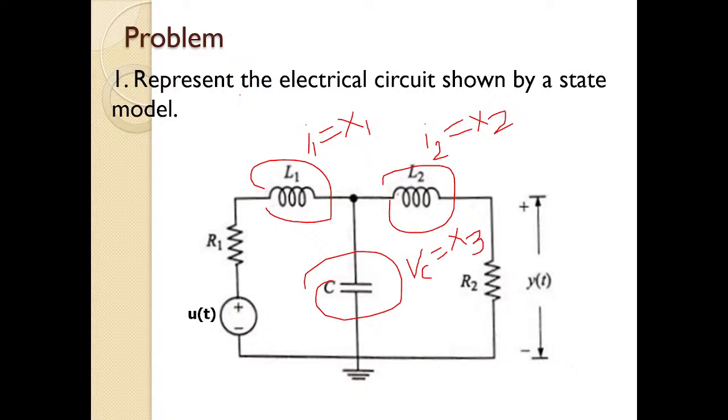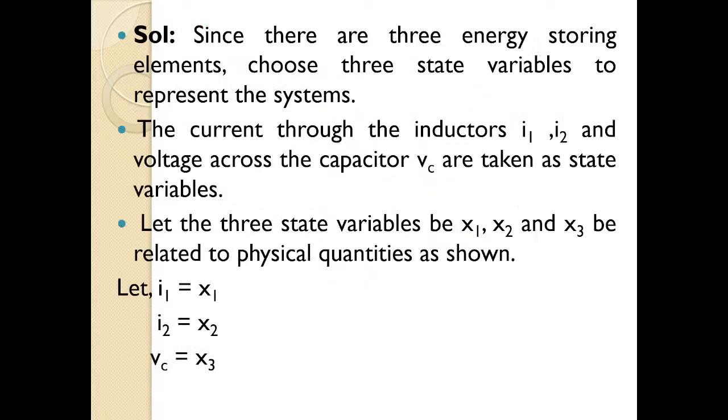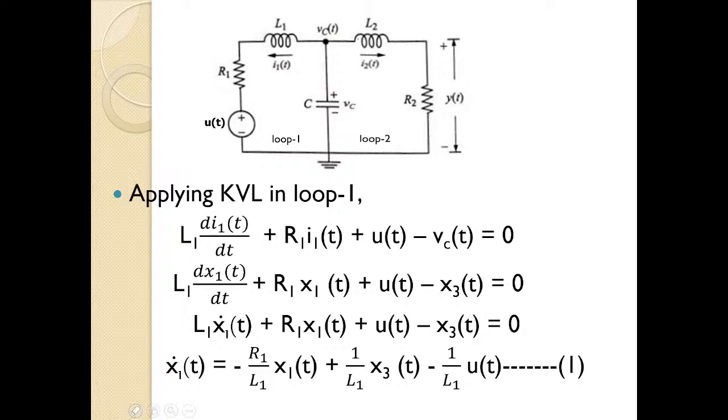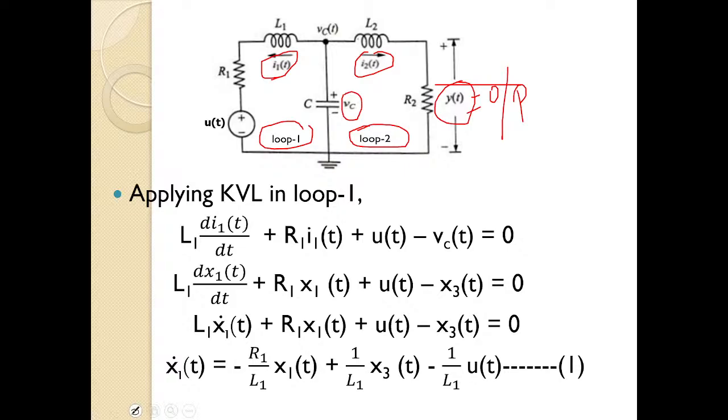So we can represent it in the circuit diagram. This is our circuit, with I1 of t, I2 of t and Vc. Now there are two loops in the given circuit. I have assumed loop 1 and loop 2, and in the question itself they have mentioned y of t. Y of t means output.